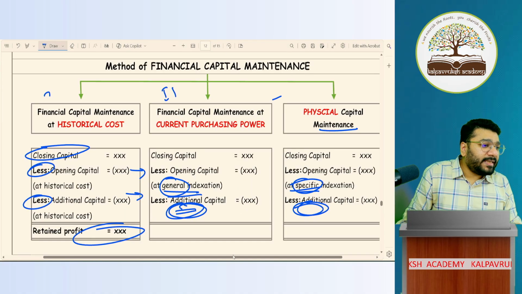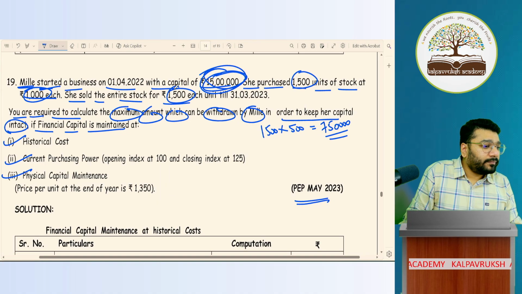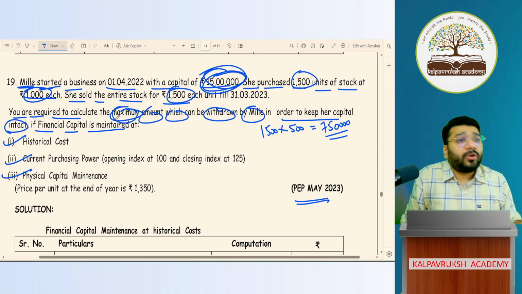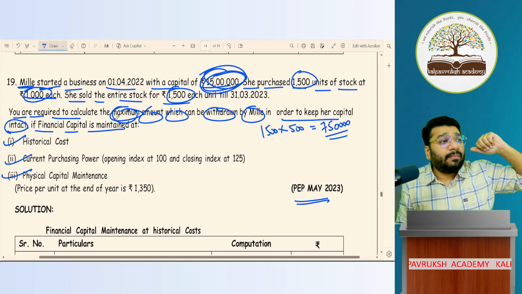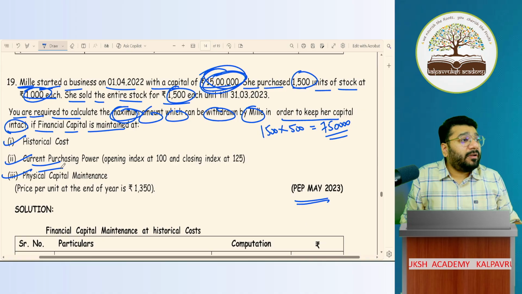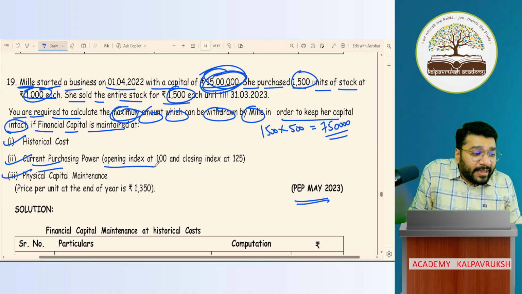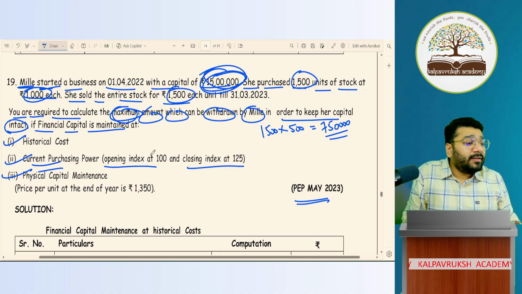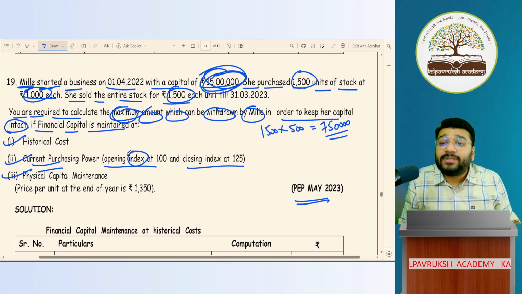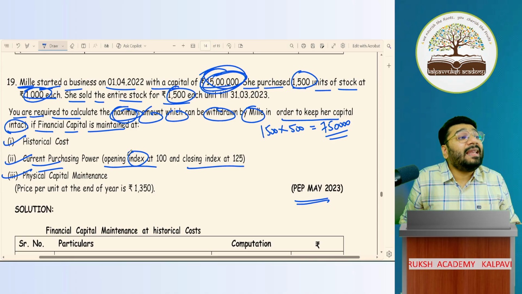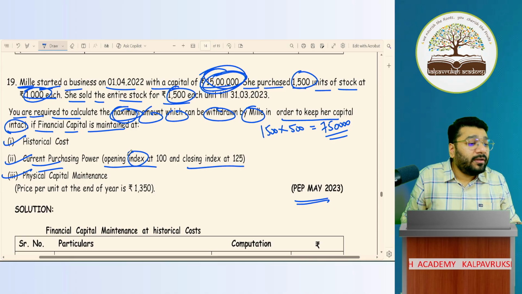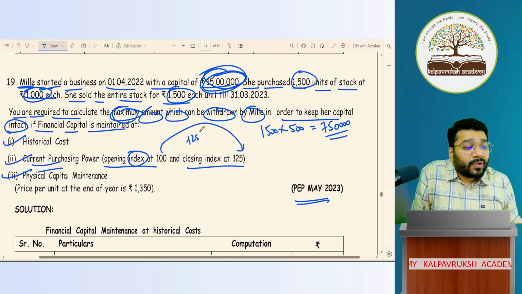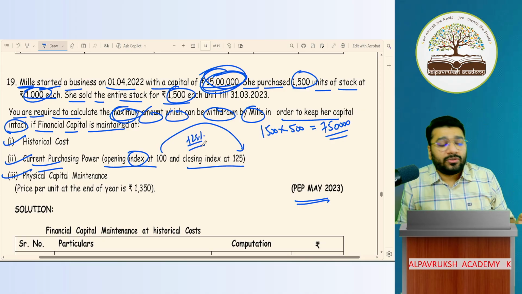Now, can I come back to the same question? Now they're telling us to calculate the maximum amount of drawing to be withdrawn by Millie when the current purchasing power is maintained. Opening index at 100, closing index at 125. Is this index a specific index or general index? It is general index. So from 100 to 125, inflation is increased by how much? 25%. Got it, not got it? Super.